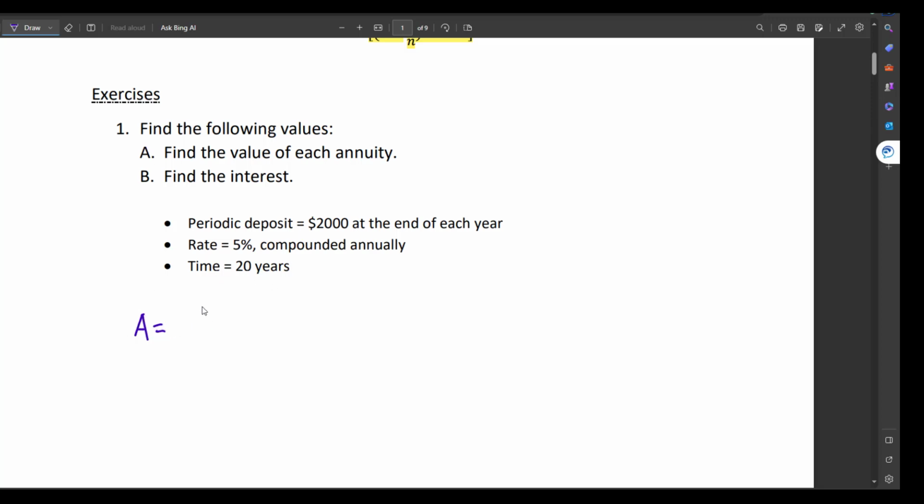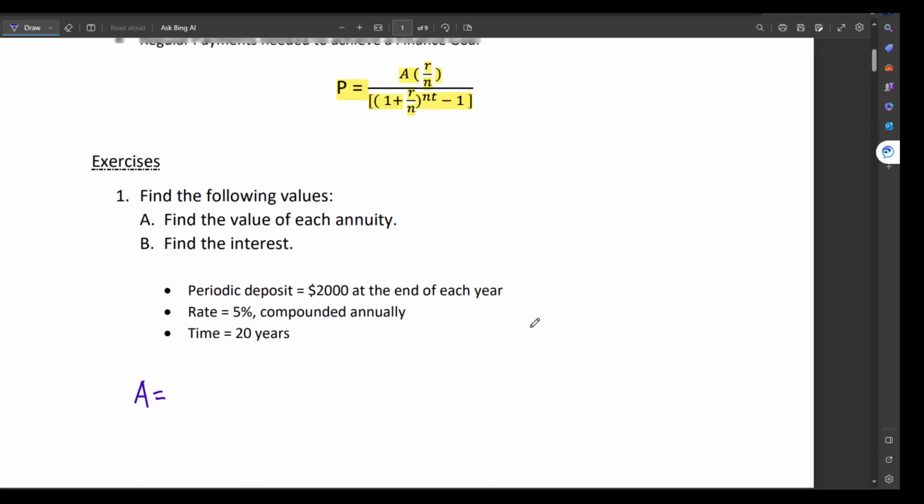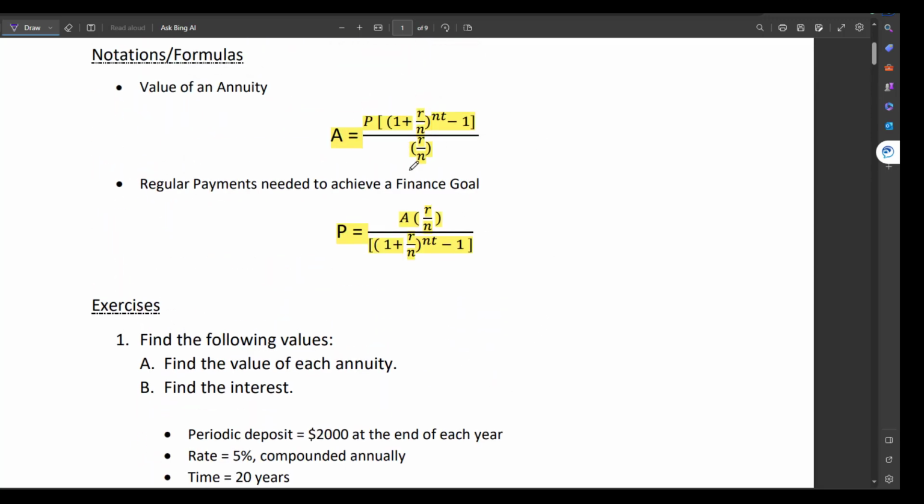So A equals, we have our formula up here, our payments, and then we have the double parentheses, 1 plus R over N to the NT power minus 1 divided by all of that divided by R over N.